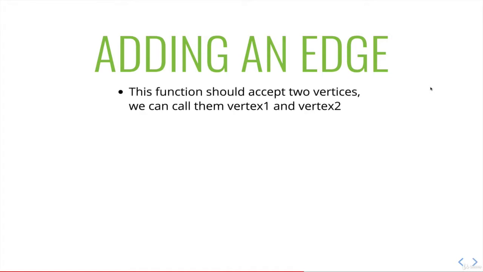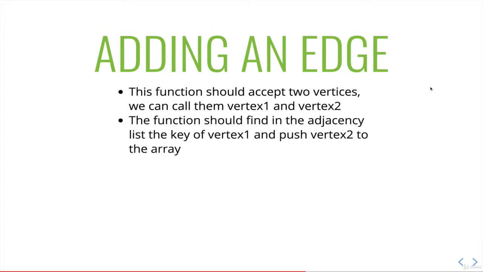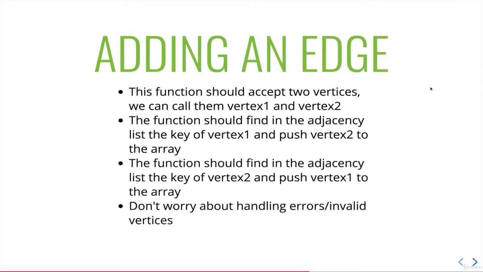So to actually add an edge, we need to specify the two cities, the two vertices. We'll just call them vertex 1 and 2. So the function called addEdge needs to accept two arguments, v1, v2, vertex 1, vertex 2, whatever you want. And it should find in the adjacency list the key of vertex 1, and then push vertex 2 into that array, and then do the same thing for vertex 2. So it should find in that adjacency list the key of vertex 2 and push vertex 1 into that array.